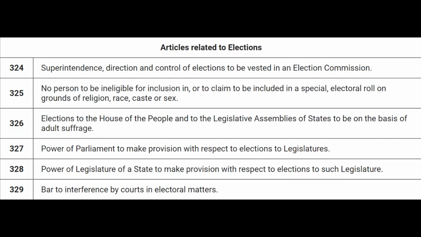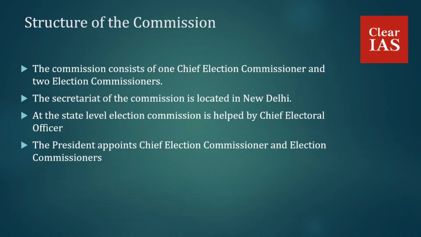We will now discuss the structure of the Election Commission of India. Originally, the commission had only one election commissioner, but after the Election Commissioner Amendment Act of 1989, it has been made a multi-member body. The commission consists of one Chief Election Commissioner and two commissioners, and the secretariat of the commission is located in New Delhi. At the state level, the election commission is headed by the Chief Electoral Officer, who is an IAS rank officer. The President appoints the Chief Election Commissioner and election commissioners.